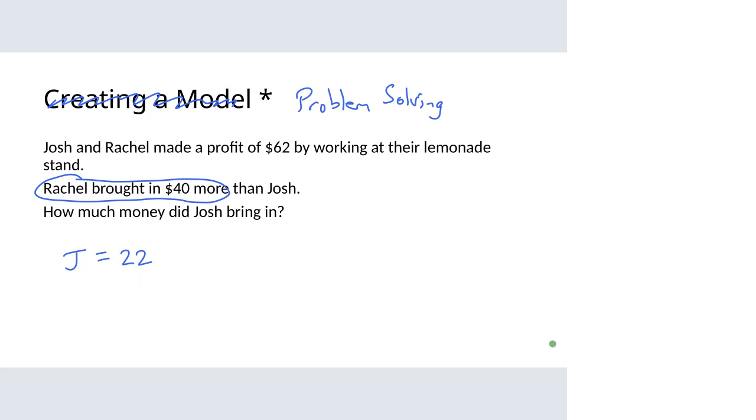If Josh brought in 22, if Rachel brought in 40, then we're done. But she didn't bring in 40. She brought in 40 more than Josh did. So you've got to be careful when you read these. She brought in 40 more than Josh. If he brought in 22, oops, that would mean Rachel brought in 62. And if he's got 22 and she's got 62, that's not 62 together. So that's no good. We've got to blow that one up and throw that out.